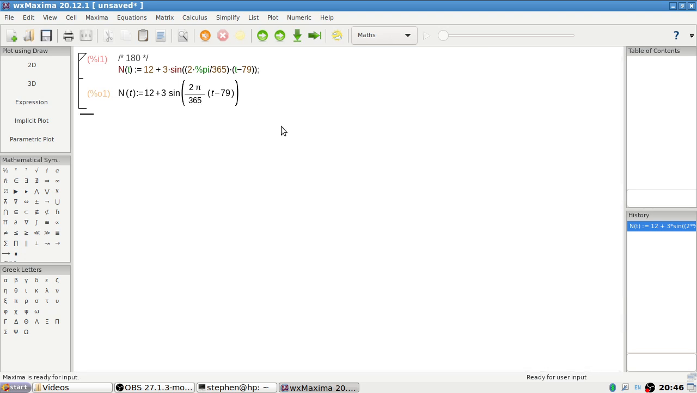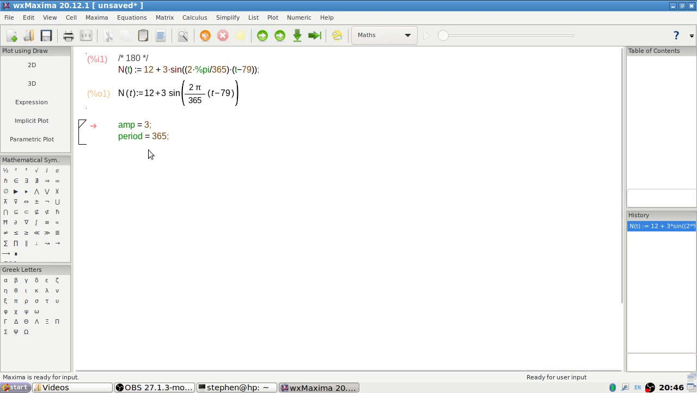Find the amplitude and the period. Okay, well, the amplitude is 3. And the period is 365 because it's 2 pi over 2 pi over 365. So, yeah. Okay. Days, obviously, and this is hours if you want the units.